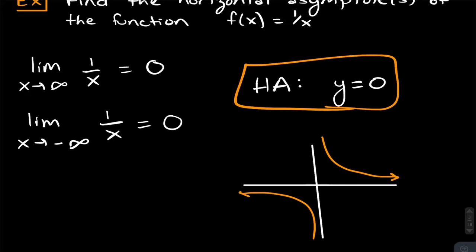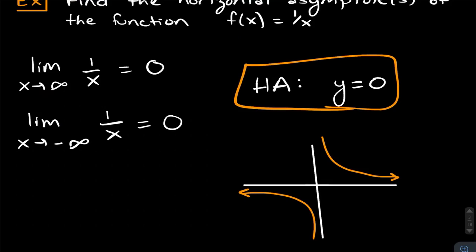As we go to negative infinity, we're getting closer and closer to y equals zero again. Okay? So that's the idea. These are called horizontal asymptotes. They're lines that we are getting infinitely close to but never touching as we go to infinity or negative infinity. So really useful for end behavior.